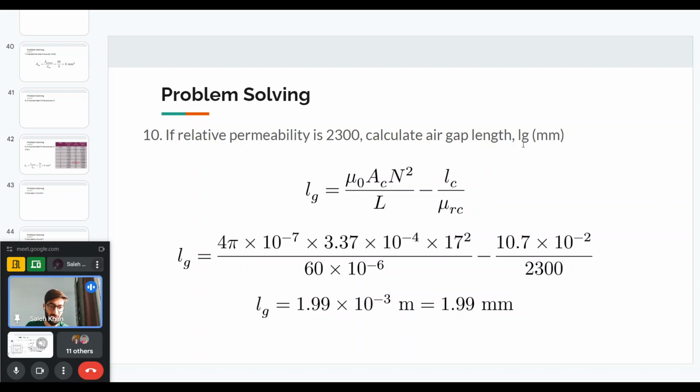And since the question is asking about millimeter, we can convert it from meter to millimeter. So we get 1.99. So the answer to this last question, the air gap has to be 1.99 millimeter. And you can see that it is much less than the magnetic path length. The path length is 10.7 centimeter and the air gap is only around 2 millimeter. So that is what we meant by the air gap has to be very small compared to the path length.